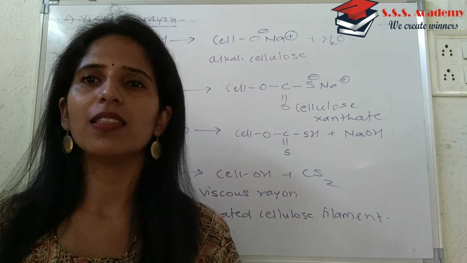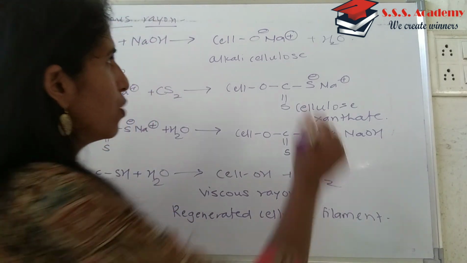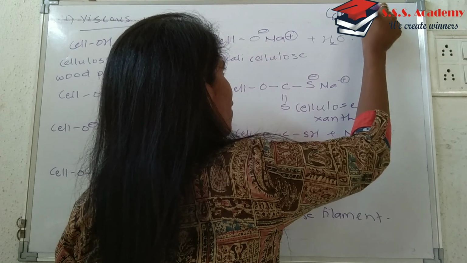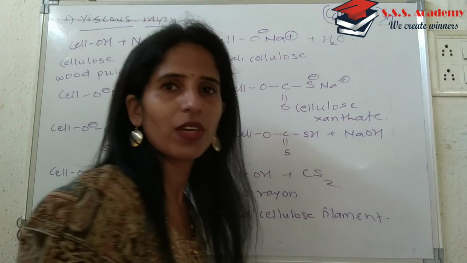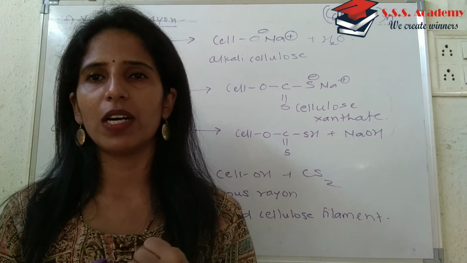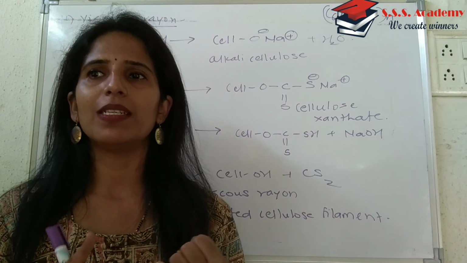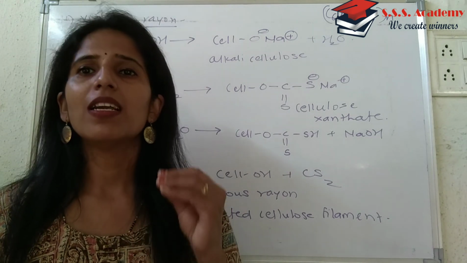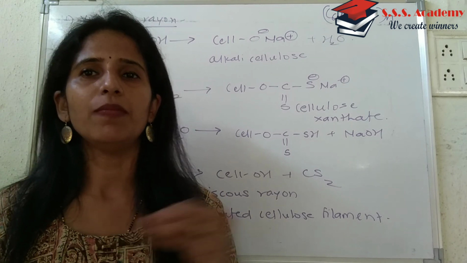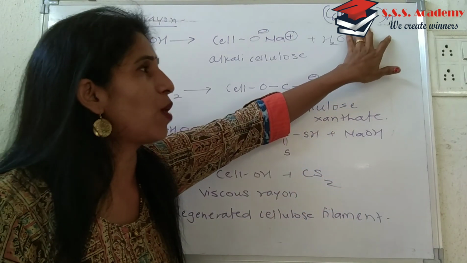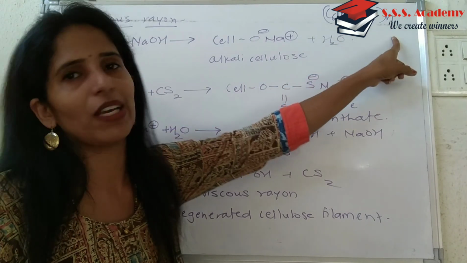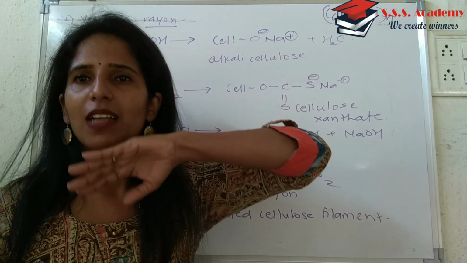Cellulose is the linear polymer of glucose, and it is said to possess the formula C6H10O5N. So these two points you will write. First, cellulose, that is wood pulp, is converted into viscose rayon, and in the second point you will write that cellulose, the wood pulp, is the linear polymer of glucose and is said to possess the formula C6H10O5N. After that, start writing reactions.